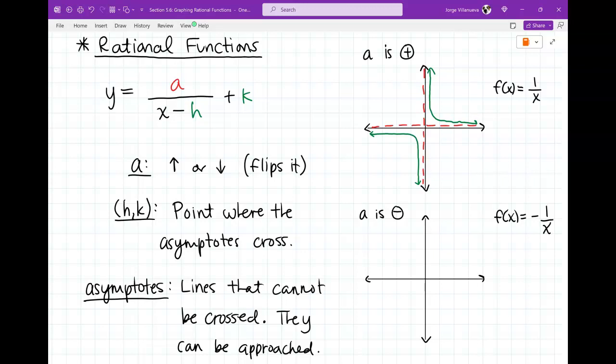This one right here is going to look identical to that, but when it's negative, I'm going to flip it. So it's still going to have the same red dashed line, but the green line from quadrant 1 is going to go to quadrant 4, and this one from quadrant 3 is going to go up to quadrant 2. So this is what this one is going to look like.